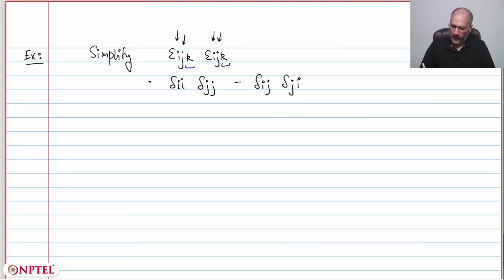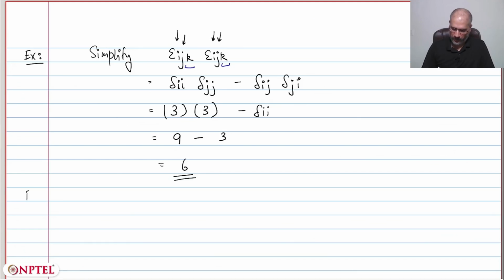I'm sure now you're getting excited because you already know how to simplify this further because delta ii is equal to 3 as we have seen last week. Delta jj is also 3 from the definition of delta by applying the summation convention. Now this delta ij times delta ji, we can use the delta substitution rule. So that simplifies to delta ii. So this becomes 3 times 3, 9, minus delta ii, which is 3. So this is equal to 6. So that's the simplified expression. So you can see that epsilon ijk epsilon ijk simplifies to 6.